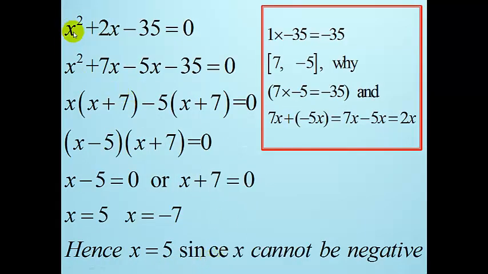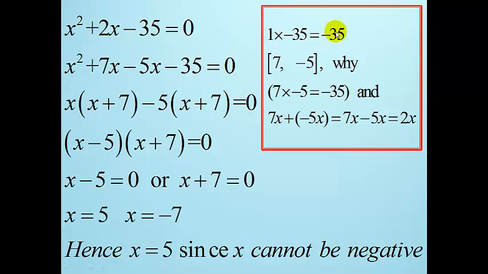Now, x squared plus 2x minus 35 equals 0 is a quadratic equation. So how do we solve this quadratic equation? The coefficient of the square term is 1. The coefficient of x is 2. And the constant is minus 35. Now, to solve a quadratic equation, you multiply the coefficient of the square term by the constant. Because the coefficient of x squared is 1, 1 times minus 35 will give us minus 35.